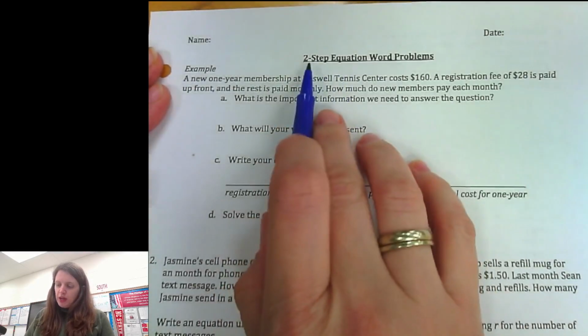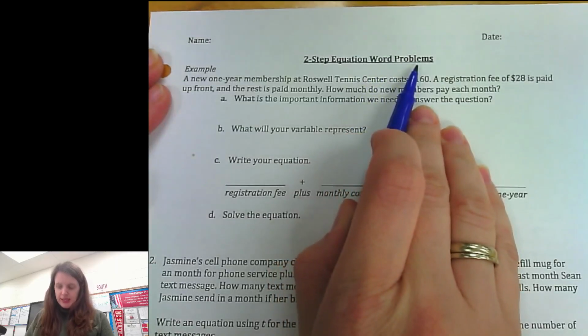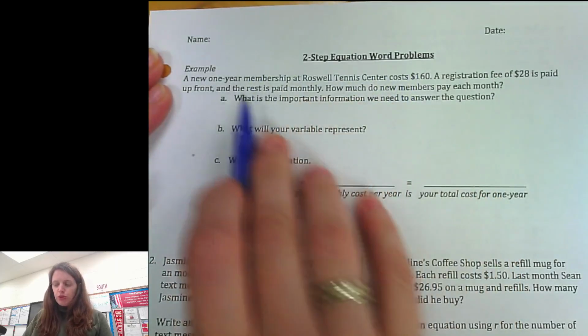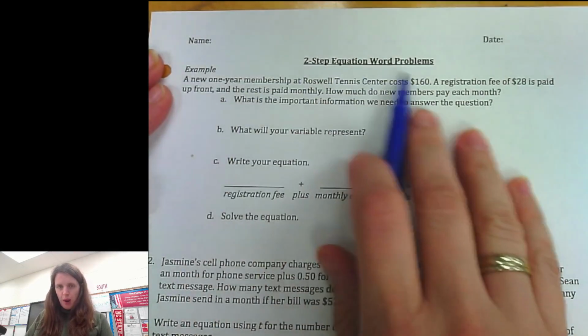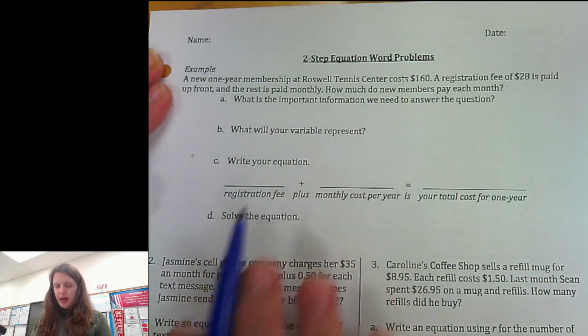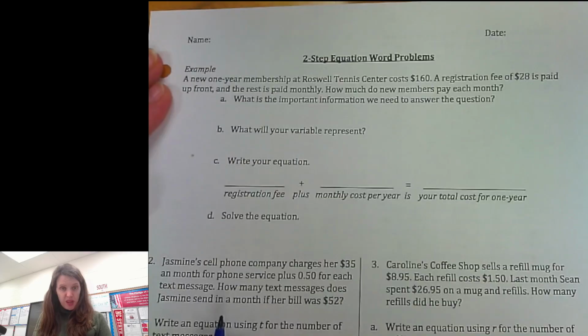Right, so we're going to be talking about two-step equation word problems in this lesson, and we're going to go through a couple examples together of how to do this. First I'm going to read through a problem and talk through a couple steps here, and then we're going to do a couple more, and then you'll try them by yourself.